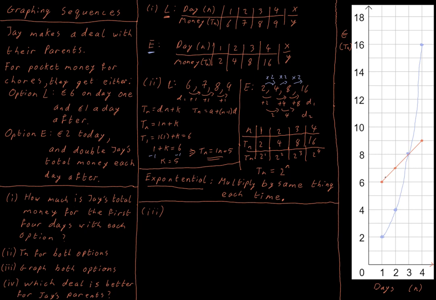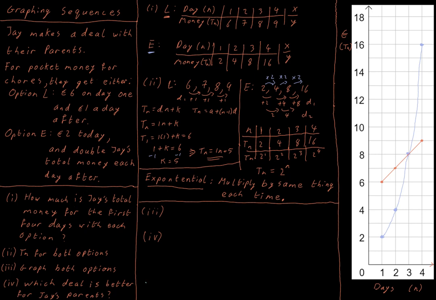Now we can see our total money here. We start off on day 1 and we get a better deal. If we're J, we get a better deal just getting our €6 on day 1. But fairly quickly, option E becomes an awful lot nicer. We get a lot more money overall when we go with our E option, when we go with our exponential option. So let's link that in then to our part 4.